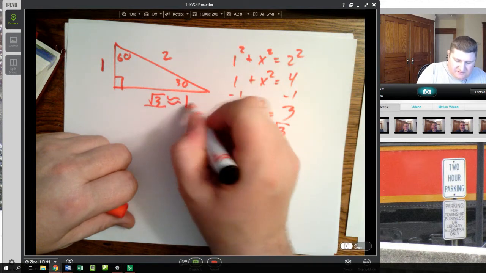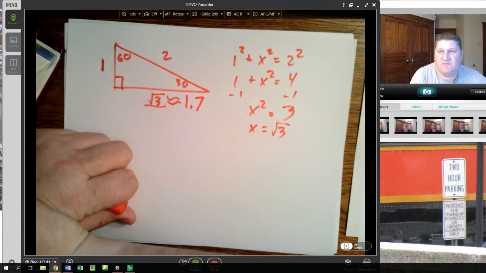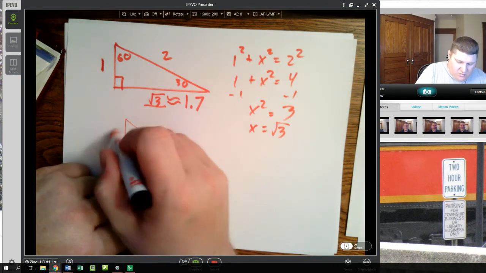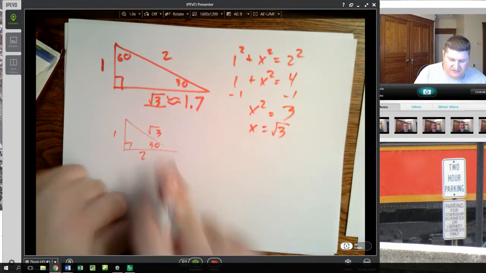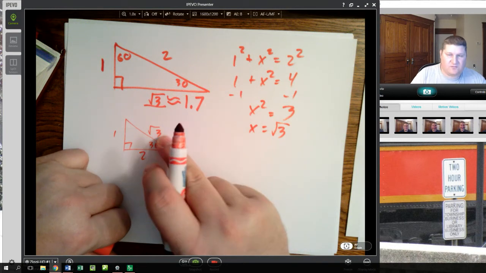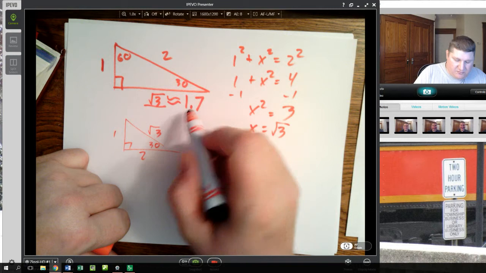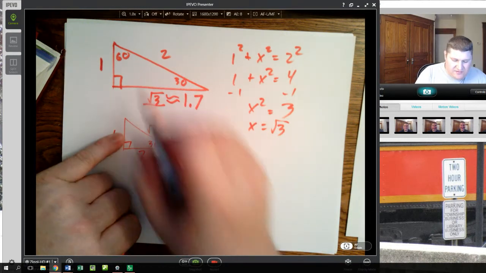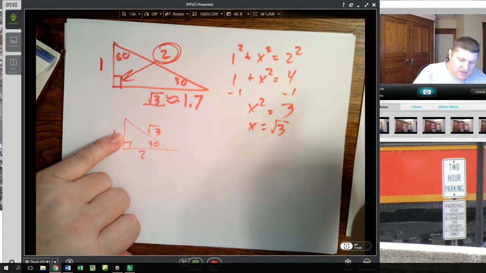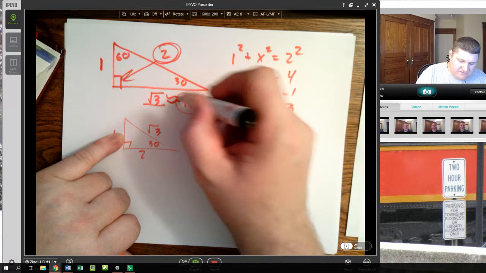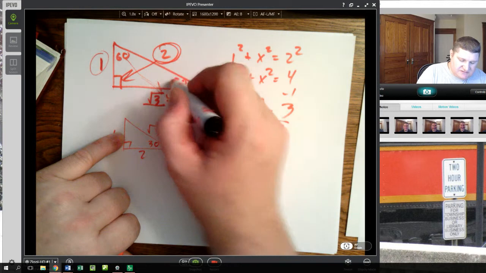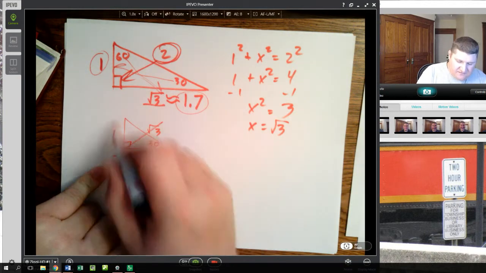Now, the other way to think about this is the square root of 3 is about 1.7. One of the biggest mistakes people make is they want to say 1, 2, and root 3 because they say 3 is bigger than 2. No, it's not, because it's square root of 3. The square root of 3 is 1.7. And we know in a triangle that the biggest side, 2, has to be across from the biggest angle, 90. The next biggest side, 1.7 or square root of 3, has to be across from the next biggest angle, 60 degrees. And finally, the smallest side across from the smallest angle. So this is not right.